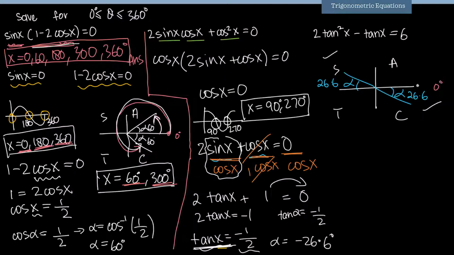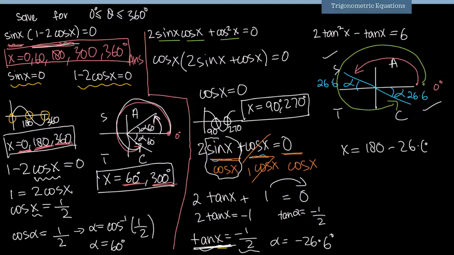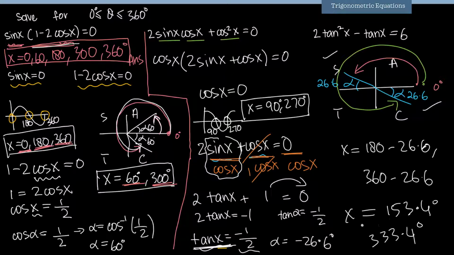Now if I measure my angles from 0 degrees, my first value of x is going to be this, and my second value of x is going to be this. So the first value of x is going to be 180 minus 26.6, and the second value, this green angle, is going to be 360 minus 26.6. So the two values that I get are 153.4 and 333.4 degrees. So this is my answer for this equation over here.